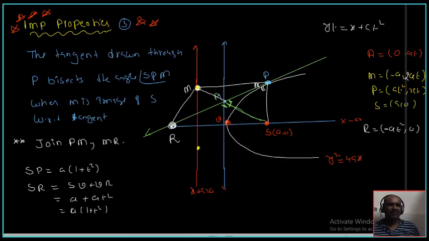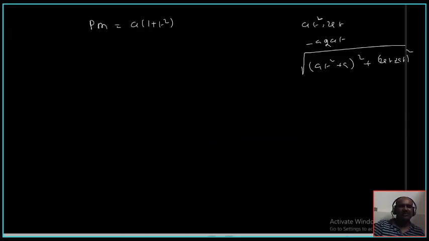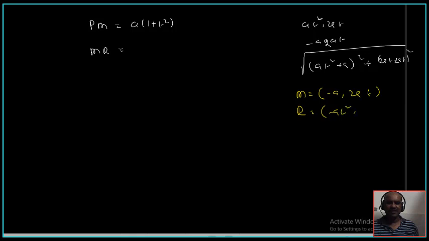See the diagram now. What you got: SR, SP, PM, all these three are equal. Find MR also. I think I will get the same. Students, now I want to find MR. M stands for minus a comma 2at. R stands for minus at square comma 0. I will directly find MR square: minus at square minus minus a, whole square, plus 0 minus 2at, whole square.